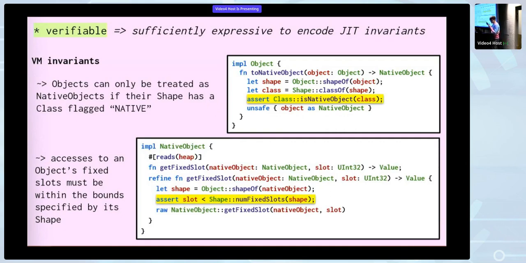In turn, we also want to encode that accesses to an object's fixed slots are within the bounds specified by the object shape. So what you can do here is we take the native object, we say it has some method get fixed slot. We say it has an effect where it reads the heap, so that if you call this multiple times, it may return different results. And we refine that definition of get fixed slot by saying, okay, whenever we're doing get fixed slot, we're going to grab the shape of the object. We're going to assert that the slot is within bounds. And then only if that's the case, then we're going to allow this to go through the actual get fixed slot method.